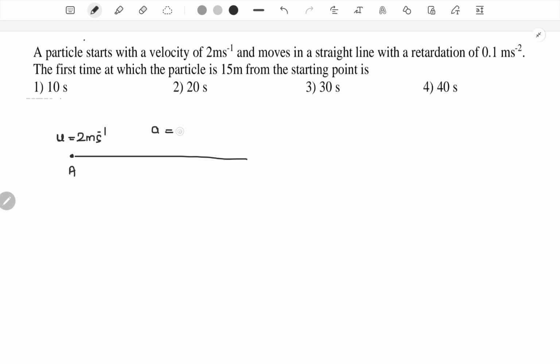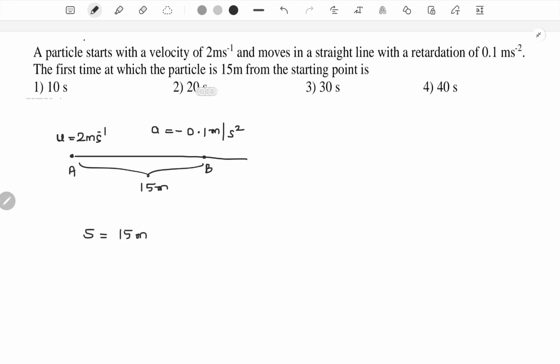Retardation basically means that the acceleration is in the opposite direction of the velocity of the body. Since I'm considering velocity to be in the right direction, I'll take acceleration to be negative, which means in the left direction. Acceleration is minus 0.1 meter per second square. The first time at which the particle is 15 meter from the starting point. Let's say the point B, A to B is 15 meters. After some time, the particle is at a distance of 15 meter from A. So when it goes from A to B, the displacement is 15 meters.